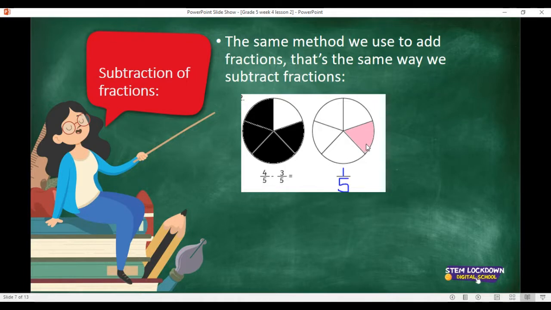So even in subtraction, we can still represent subtraction in diagrams. Whether we're adding fractions or subtracting fractions, we can still represent them in diagrams. I hope it was clear. This is the easiest topic on fractions that you'll ever get.